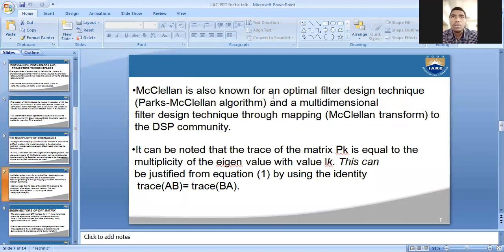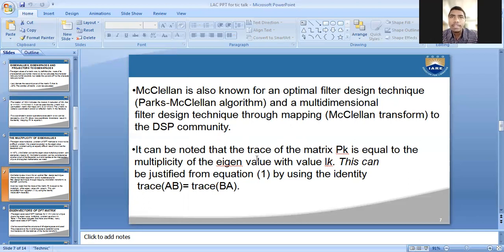McClellan is also known for an optimal filter design technique, the Parks-McClellan algorithm, and a multi-dimensional filter design technique through the McClellan transform mapping to the DSP community. As I said before about DSP, both of these are involved in the DSP community.